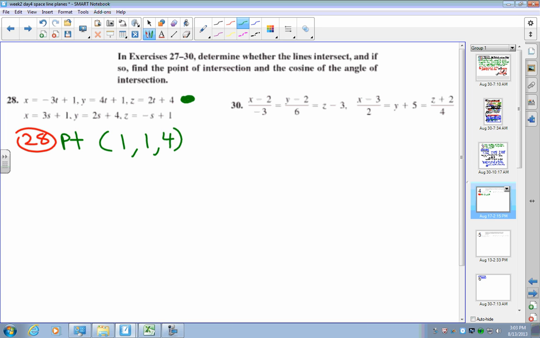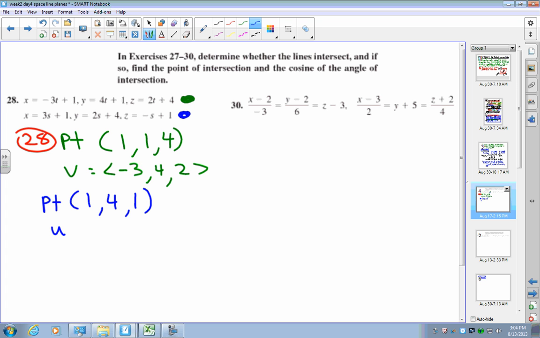And the vector, let's call that vector v, is saying the direction of my line is negative 3, 4, 2. Okay? And we can also look at this vector, which has a point 1, 4, 1. And it also has a direction, I'll just call this one u for now, of 3, 2, negative 1. Notice that that second vector, the blue guy, is in terms of s's.